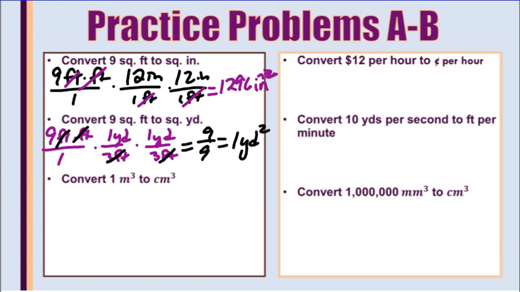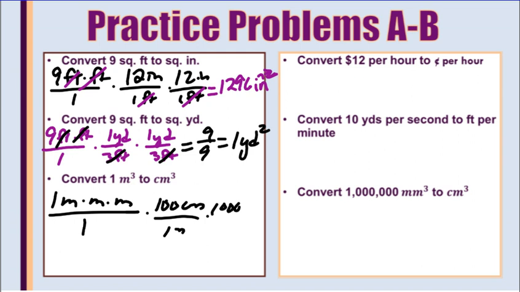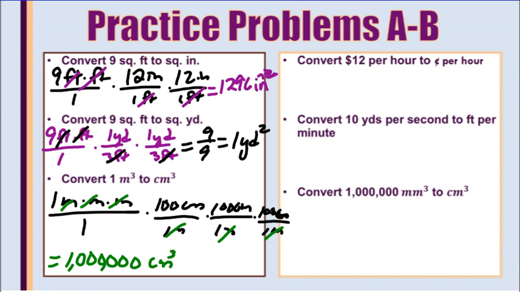Convert 1 cubic meter to cubic centimeters. So 1 meter, I'm going to put it 3 times, and there are 100 centimeters in 1 meter. So I have that 3 times. My meter labels cancel off, and I'm left with 100 times 100 times 100. So that's a 1 with 6 zeros. So that would be 1 million cubic centimeters.